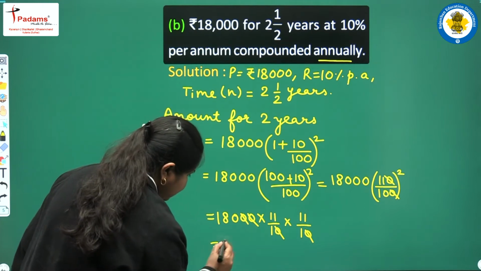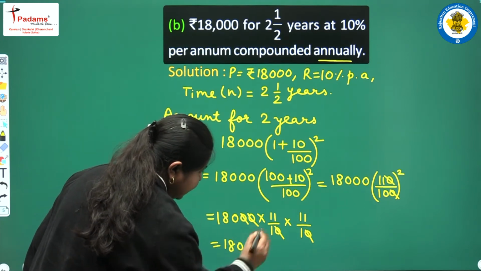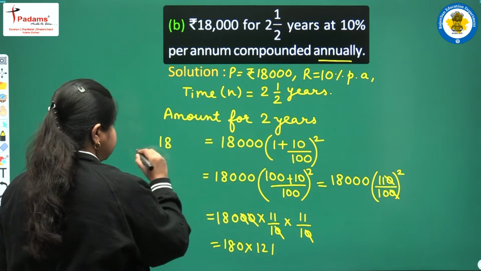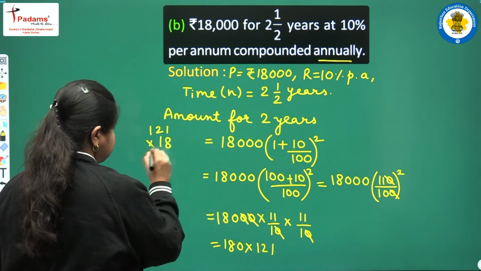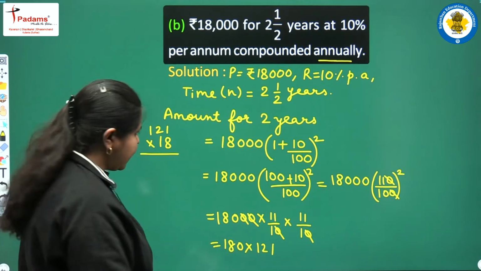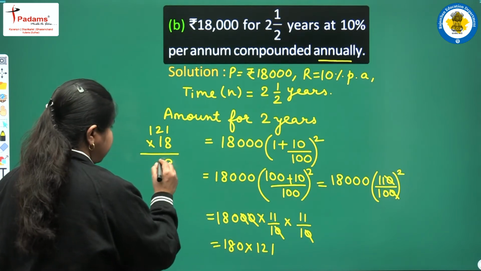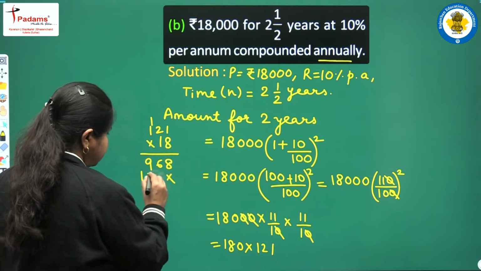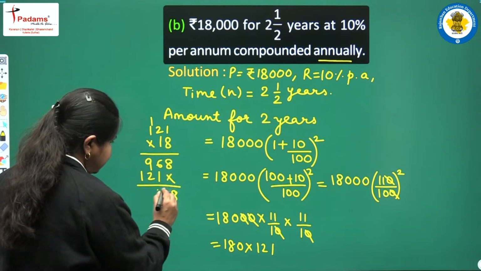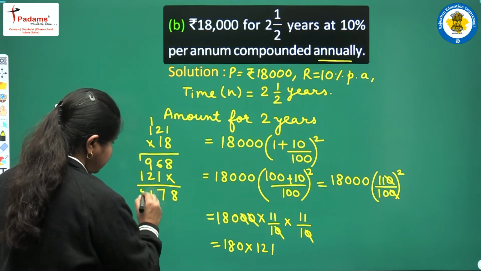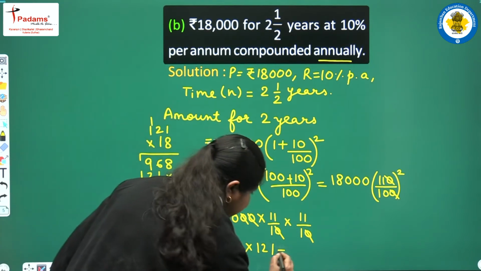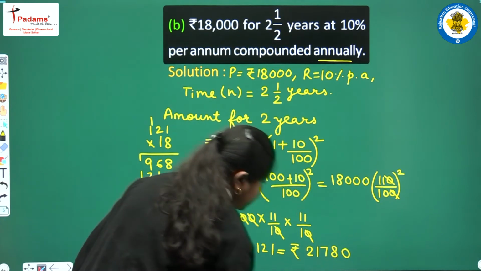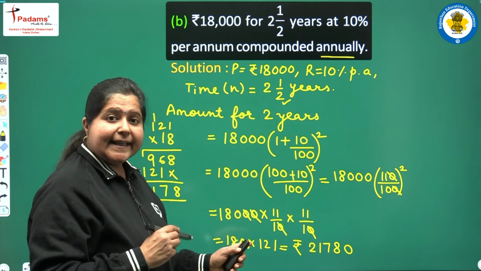Next we have 180 into 11 square, it's 121. So let us multiply 18 by 121. Okay, then we will mark a 0 at the end. 8 ones are 8, 8 twos are 16, 1 carried, it will be 9, then 121. It's 8, 7, 11 and 2. So we can write it as rupees 21780. This is the amount at the end of 2 years.